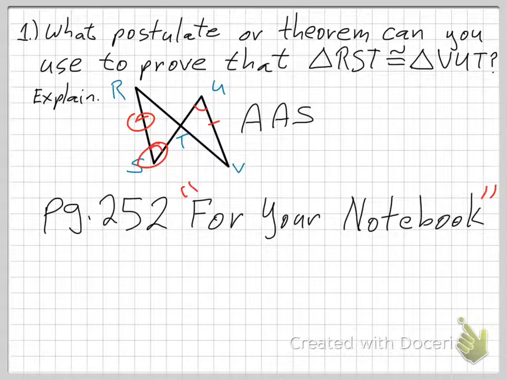All right, and let's see. I also would like you to write down page 252 for your notebook. It's on the top of page 252. It summarizes basically all of the postulates or theorems that you can use to prove triangles congruent.